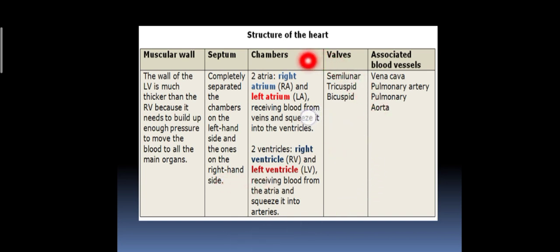If we talk about the chambers, then two atria are present in the heart, the right atrium and the left atrium. They receive the blood from the veins and squeeze it into the ventricles. There are two ventricles in the heart, the right ventricle and the left ventricle. They receive the blood from the atria and squeeze it into the arteries. Valves are the semilunar, tricuspid and bicuspid valves. Associated blood vessels are the vena cava, pulmonary artery and aorta.